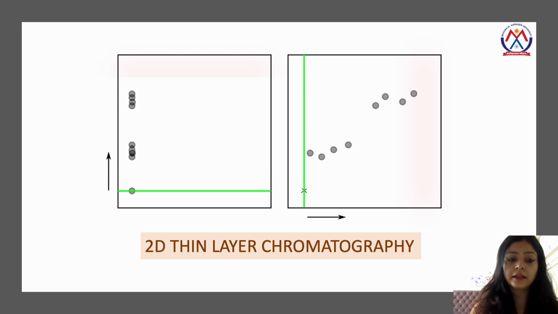This is the diagrammatic representation of two-dimensional thin layer chromatography. In the first image, you can see the components are not separated properly. So the chromatogram is rotated by 90 degrees and a new line of origin is drawn, and a new mobile phase, a new solvent, is used, which then separates the components perfectly.